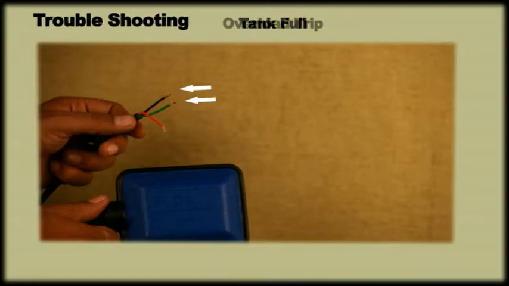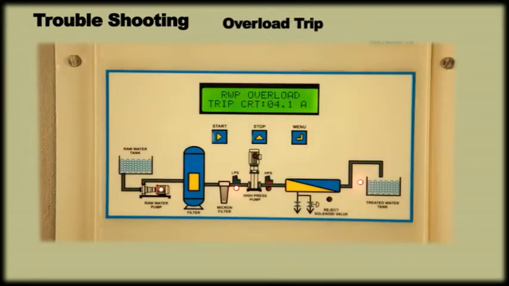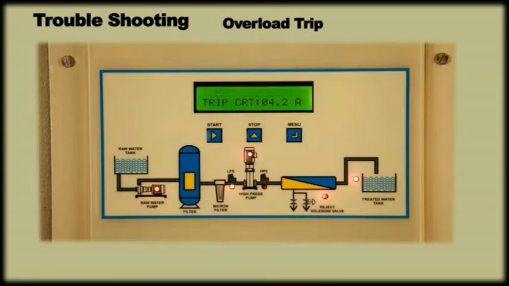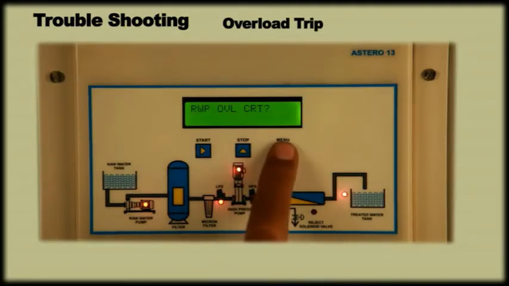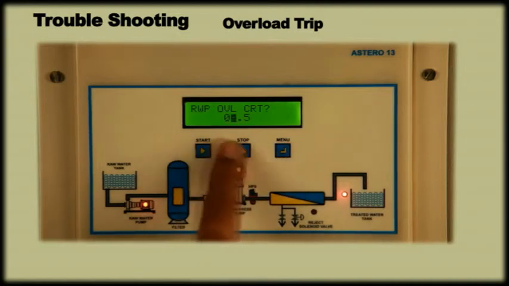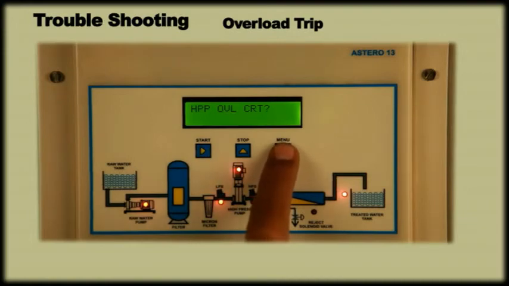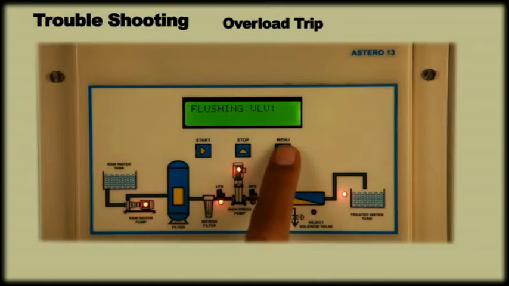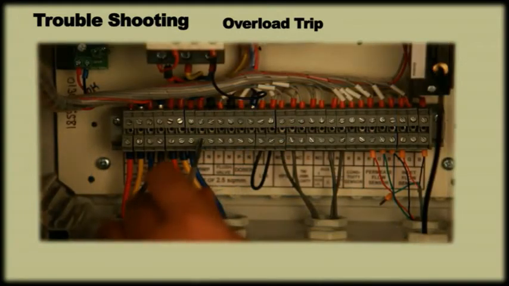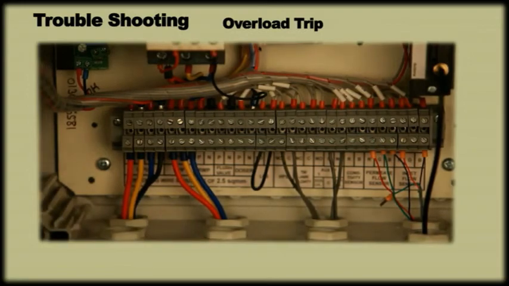If the display shows raw water pump overload or high pressure pump overload, observe the trip current displayed on screen. Check whether the overload current set on your panel is 20% more than the normal running current as mentioned on the motor nameplate. Check for loose connection and tighten the wires at pump and panel ends. If the settings and connections are okay, then check the motor.